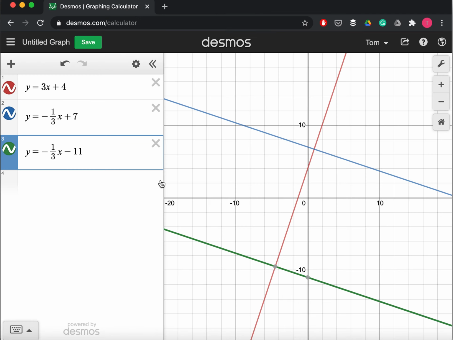Just so that you believe me, I've got one I made earlier here. So this is the line y equals 3x plus 4 coming through here. And I've already pre-made these two lines, y equals negative 1/3 x plus 7, which is the blue one, and y equals negative 1/3 x subtract 11. And you can see that these lines do cross at right angles to each other. They are perpendicular.